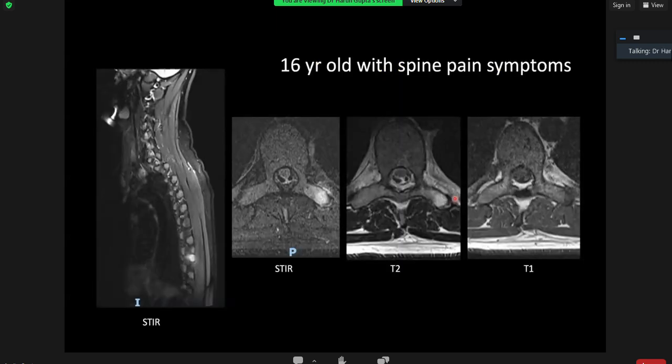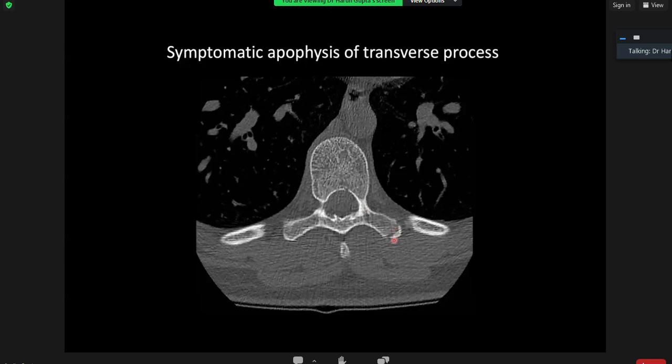This is a 16-year-old, very active patient, who comes with pain in the thoracic spine. The patient is seen to have changes in the transverse process. And obviously, we have to think of osteoid osteoma. So we progress to CT scan examination, and the CT scan shows that the apophysis is separated. There is a gap. So this is a stress apophyseal injury rather than osteoid osteoma.